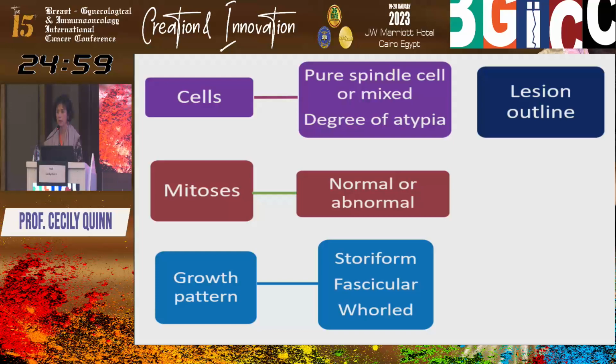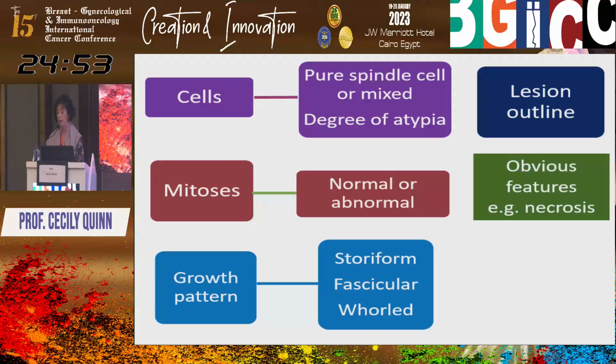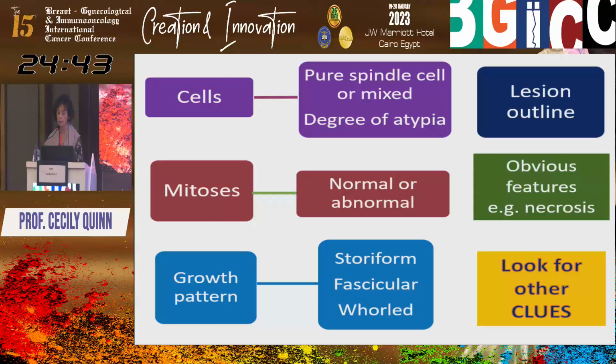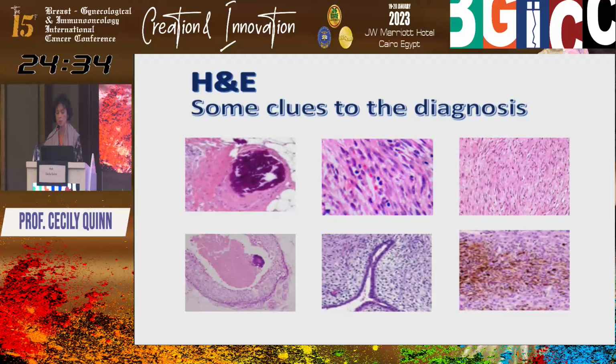If we have a very well circumscribed spindle cell lesion, it's unlikely to be malignant. Look for obvious features like necrosis. Again, generally speaking, but not always, necrosis will be an indicator of malignancy. And then look for other clues that may help us. So it is important to try and do as much as we can with the H&E before we order immunohistochemistry.